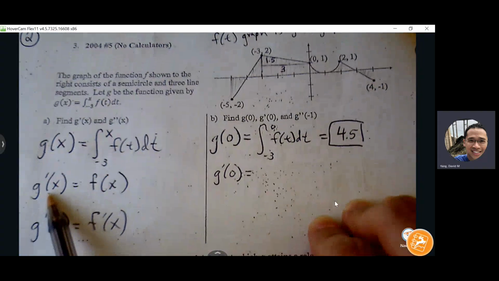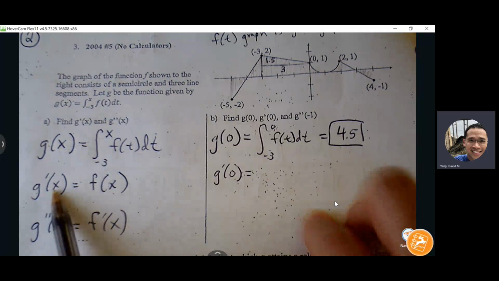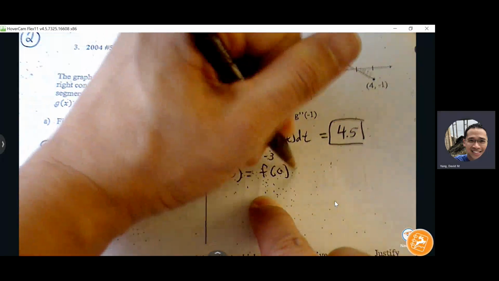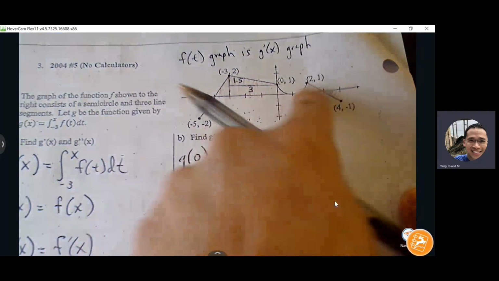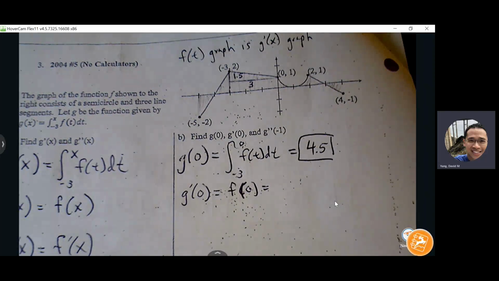So let's just look at the link between g and f. g prime of 0 is just f of 0. And f of 0 is just looking for an ordered pair that lies on this f graph. So what's f of 0 equal to? What's the y value of the f graph at 0? 1. Yep, it's just that point, f of 0 equals 1.